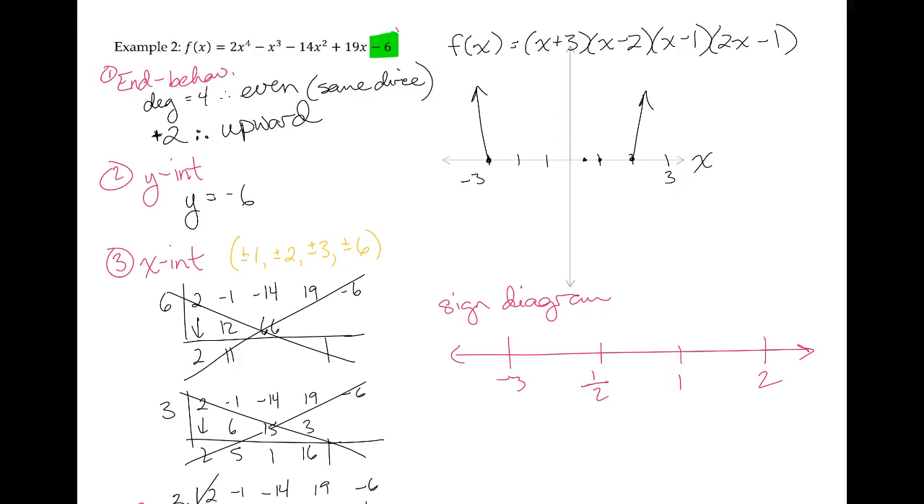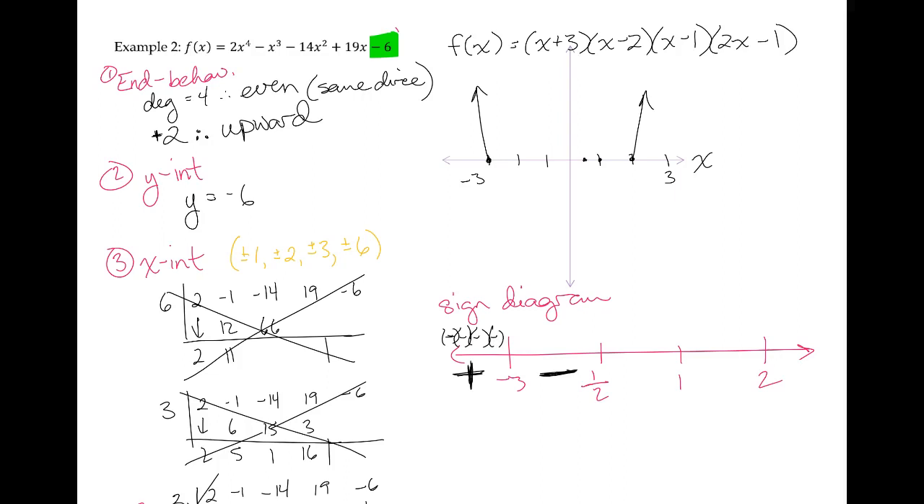So if I put in negative 4, I do negative 4 plus 3 is a negative. Negative 4 minus 2 is a negative. Negative 4 minus 1 is a negative. And negative 4 times 2 is negative 8 minus 1. Still a negative. So overall, that should be positive. 4 negatives equals a positive, because 2 and 2. Okay. I would use 0 here, just kind of as a tester. I know it's negative 6, so it should be below the x-axis.